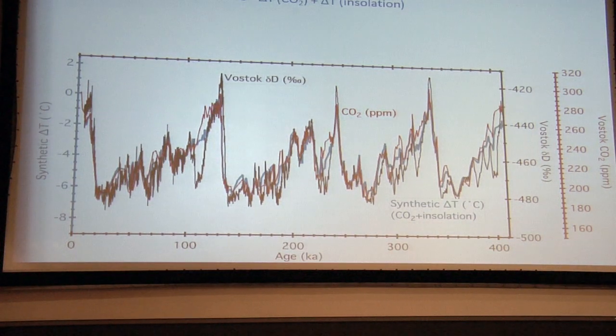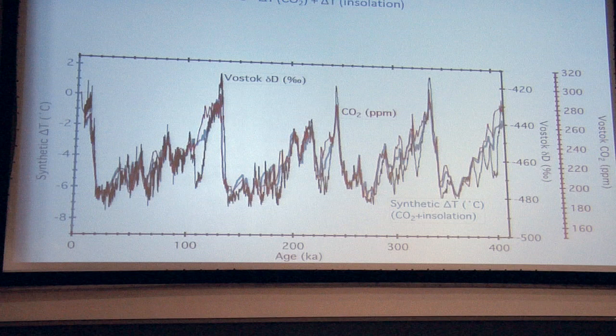And you can see this remarkable correspondence that David remarked on. And then the blue curve is an attempt to understand the temperature change in terms of two processes. The first of these processes is just the CO2 change. So as the CO2 concentration of the atmosphere changes, temperatures over East Antarctica are going to get warmer or colder.